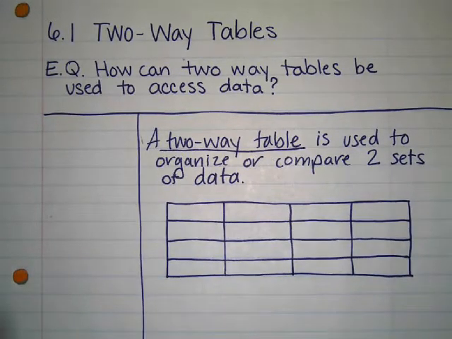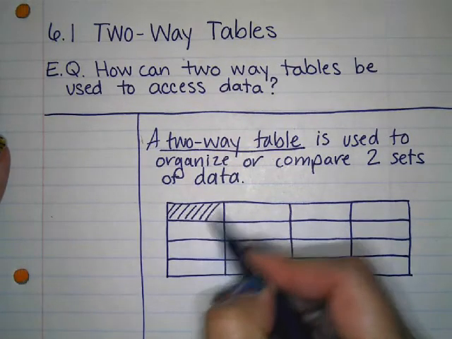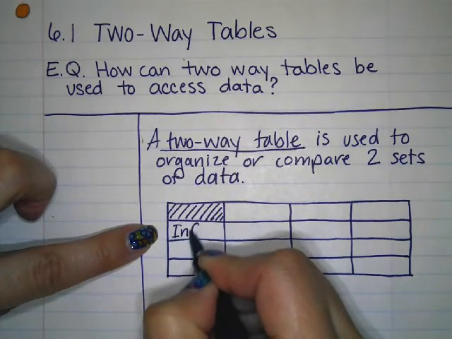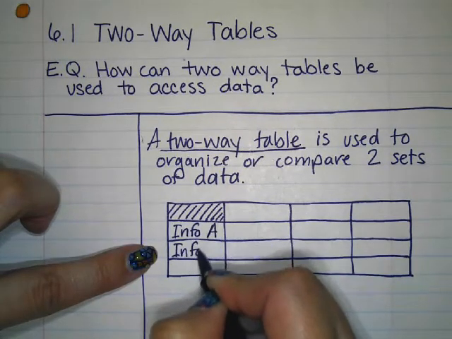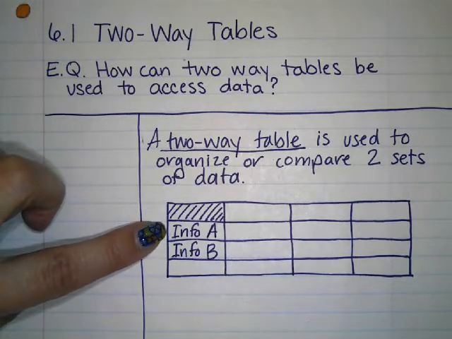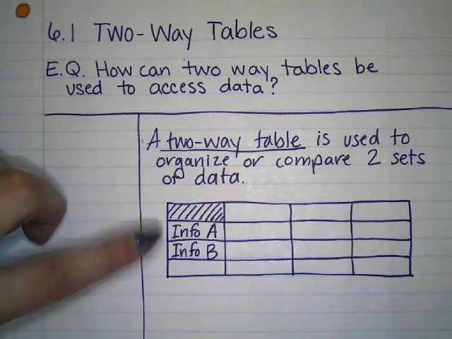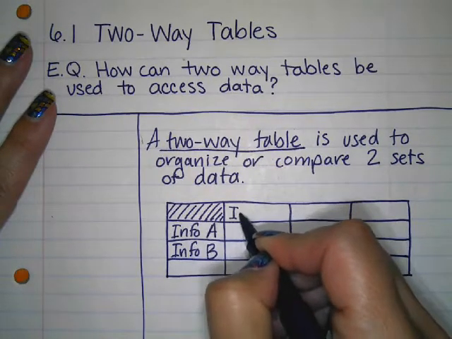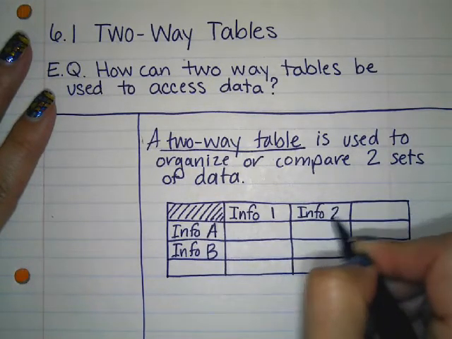So today's assignment, you're going to see charts that look similar to this. You're going to have some information. This first square isn't going to have anything in it, but then we're going to have some information here. Let's call this info or information A. The second one is going to be our info B. Sometimes you would have girls and boys, two different types of cars, or cats and dogs, but 2 pieces of information. And then you're going to have 2 more pieces of information. Let's call it info 1 and info 2.